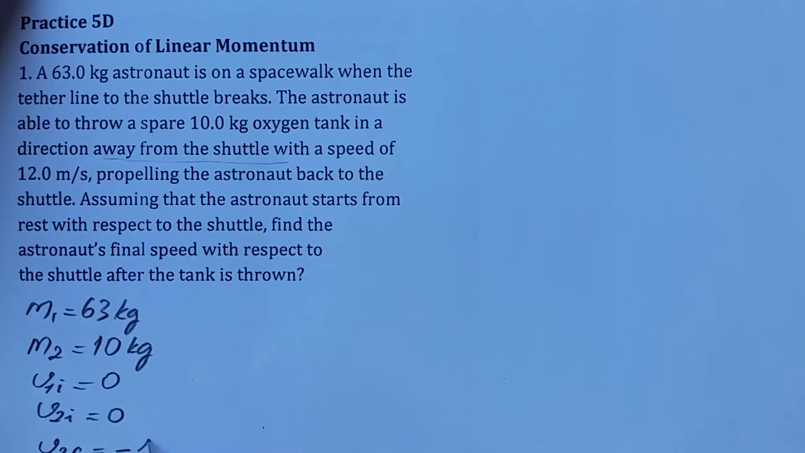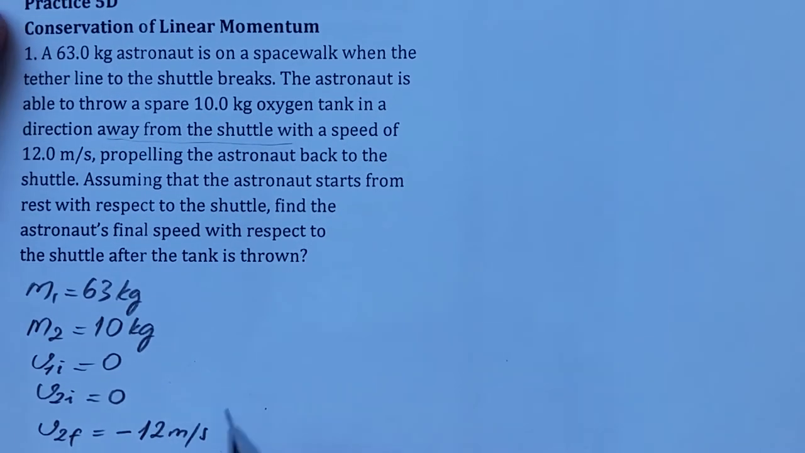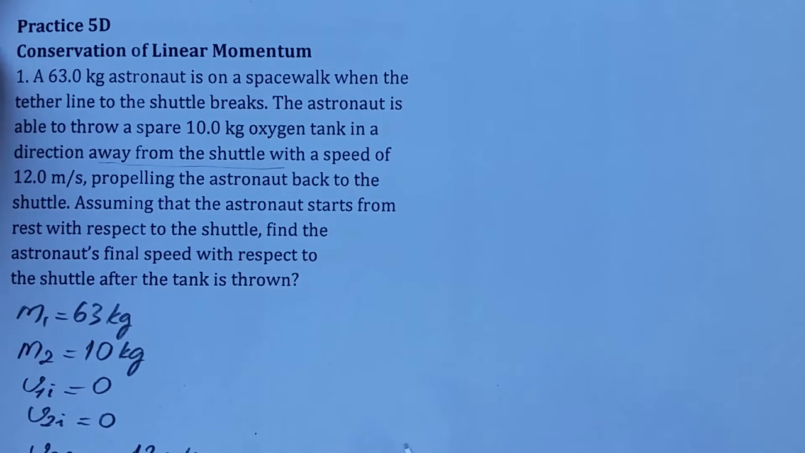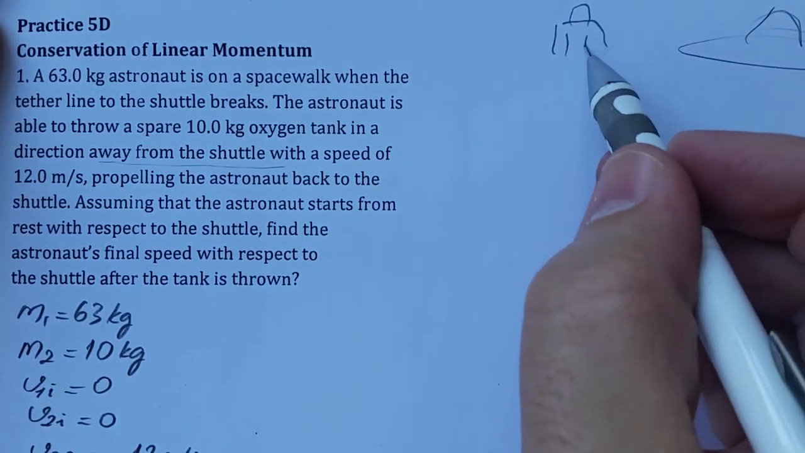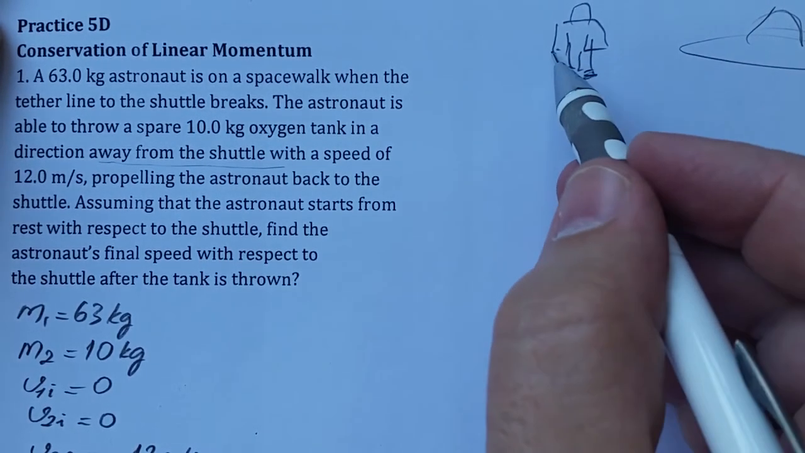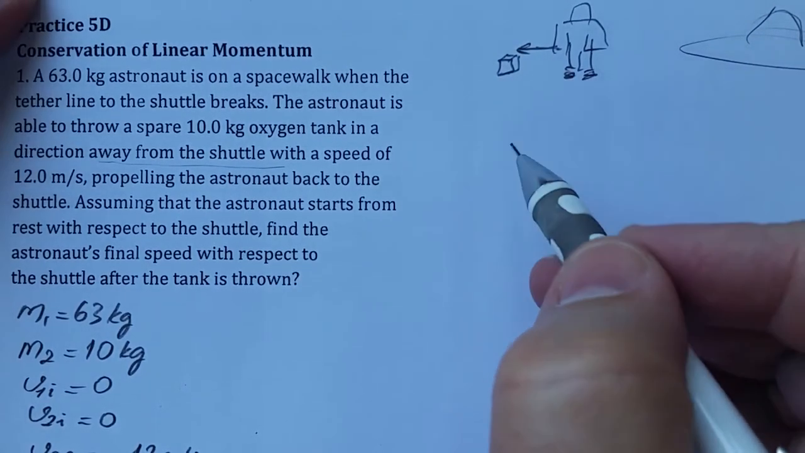Since it is away from the shuttle, I will say minus 12 meters per second, or you can take directly 12. Assume that the astronaut starts from rest with respect to the shuttle. Find the astronaut's final speed with respect to the shuttle. Let's shortly draw the picture. Assume there is a shuttle here and the astronaut wants to move there. He throws an oxygen tank in the opposite direction.